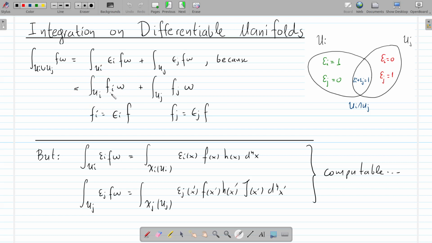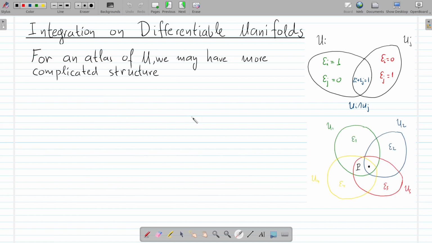Now we use the notation that the function fi is f multiplied by epsilon i and fj is f multiplied by epsilon j. You see where I'm getting at in the case where the intersection of charts has a complicated structure.